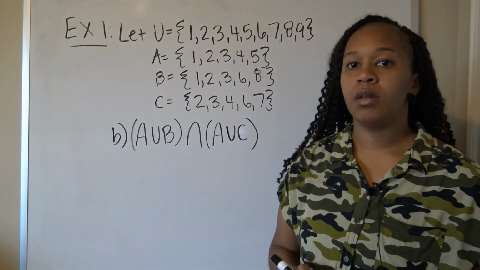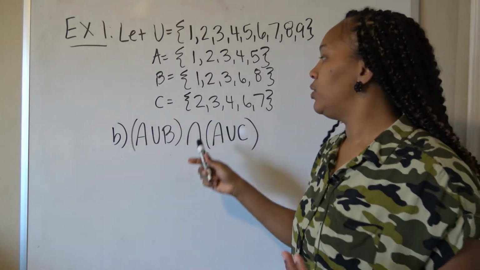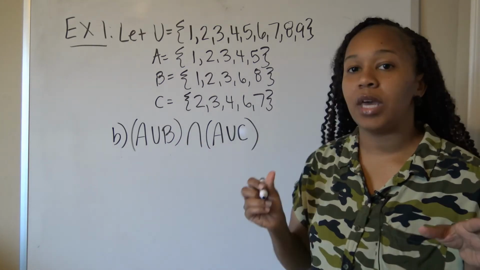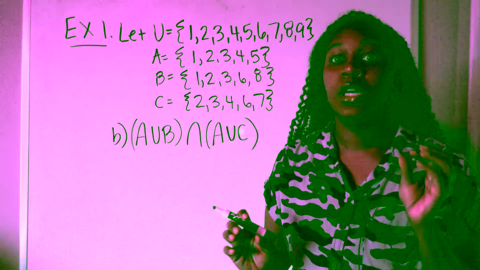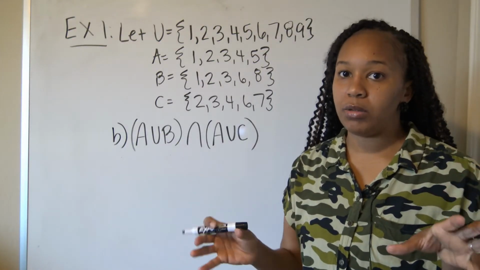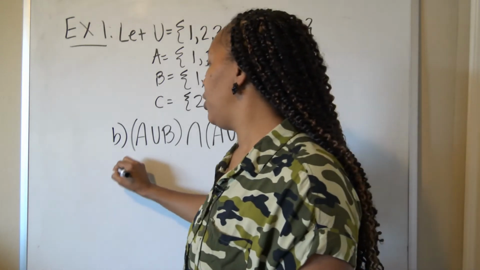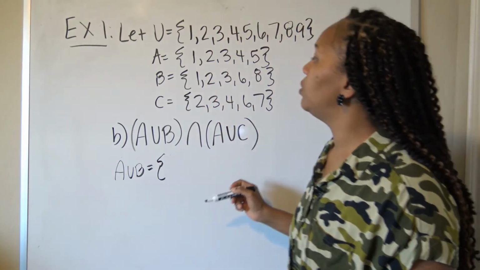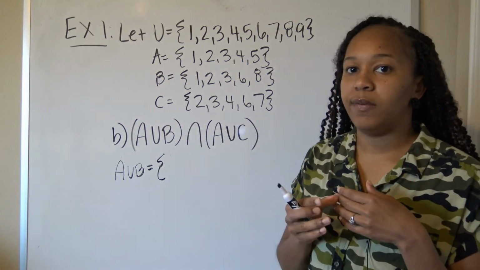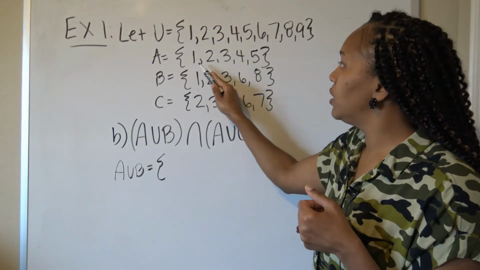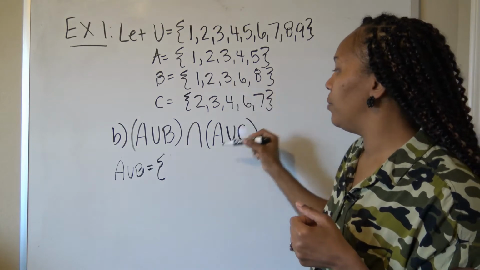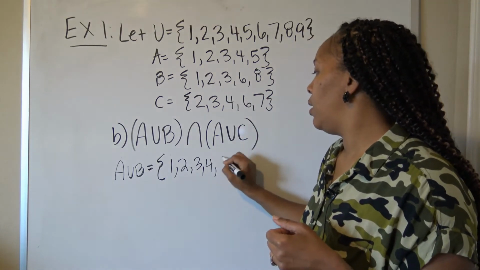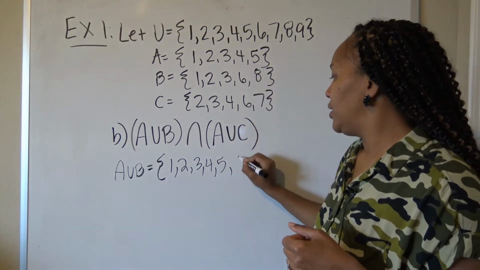For part B, we want to do the set operation (A union B) intersect (A union C). In this case, we have 2 sets of parentheses, so we want to perform the operations in both sets of parentheses. A union B is the first parenthesis. Remember, union is bringing everything from those 2 sets together. So we want to take everything in A and everything in B and list it in one set. A has 1 through 5, and then B also has 6 and 8.